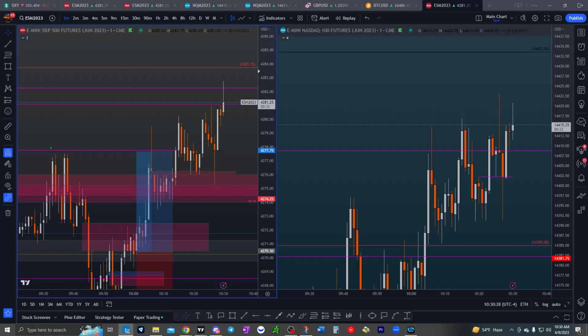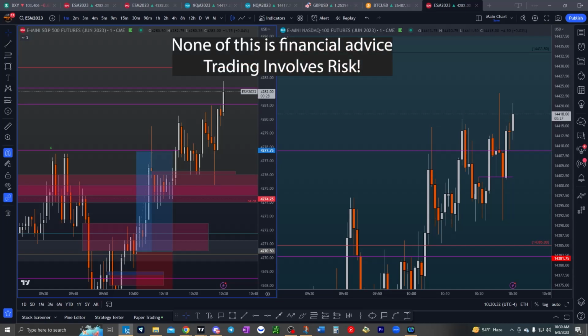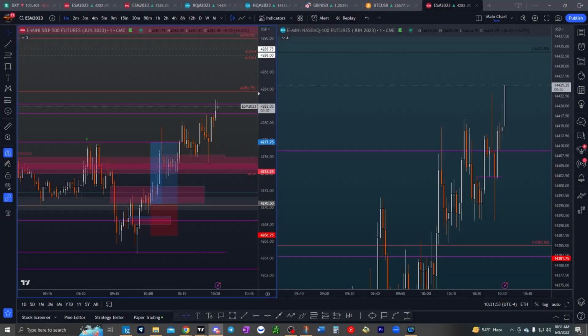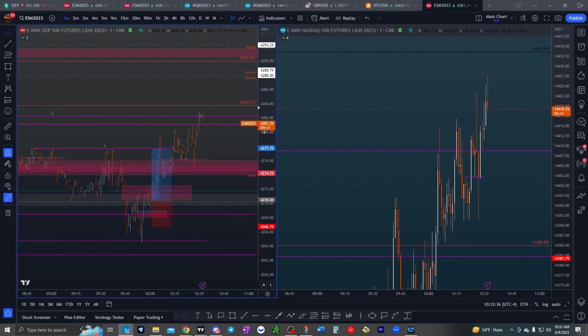So our higher time frame targets were met right there. So now we just want to keep seeing some possible expansion if price wants to keep going in this range. So just managing my positions. But that's gonna wrap it up.